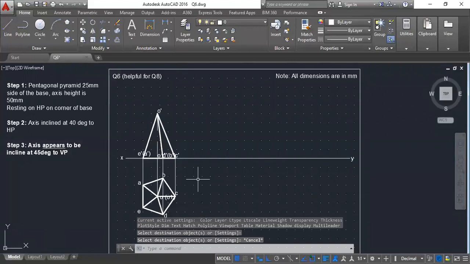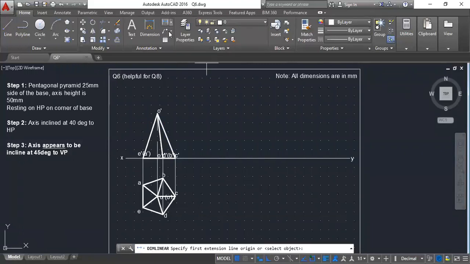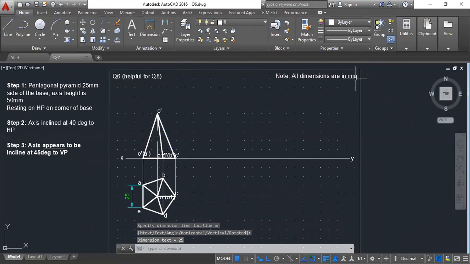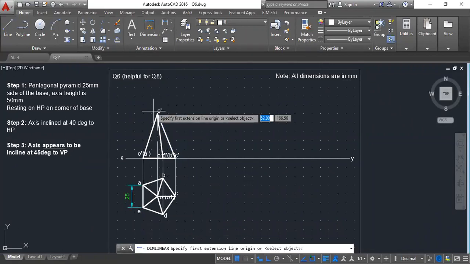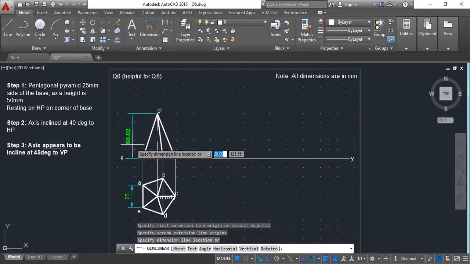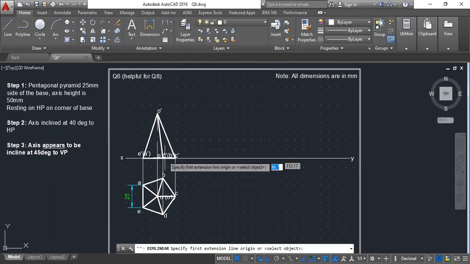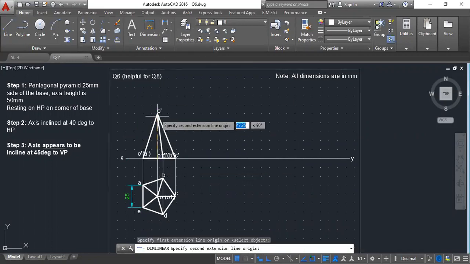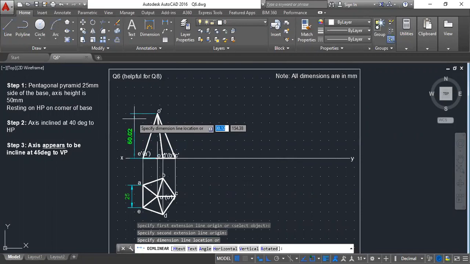Done. So this will be my step one. To complete step one completely, let me give the dimensions which are supposed to be there. One dimension is 25. Remember, when you write, all dimensions are in mm, so please don't write mm again. This is a common mistake that you people made in your exam most of the times. So 50 till here.